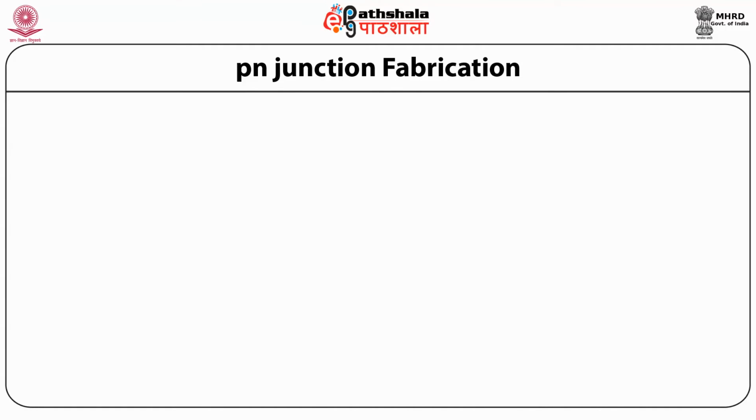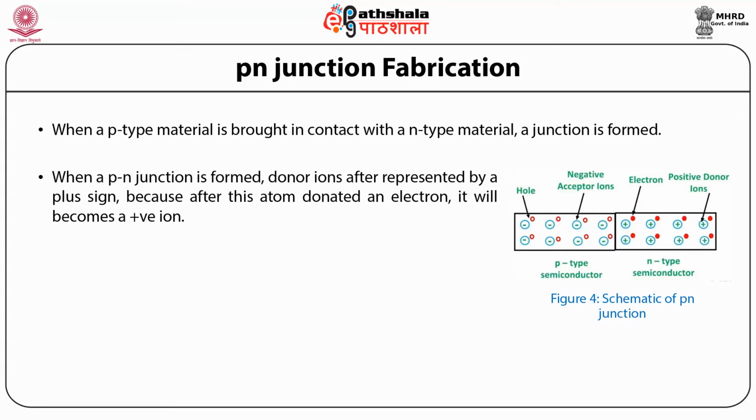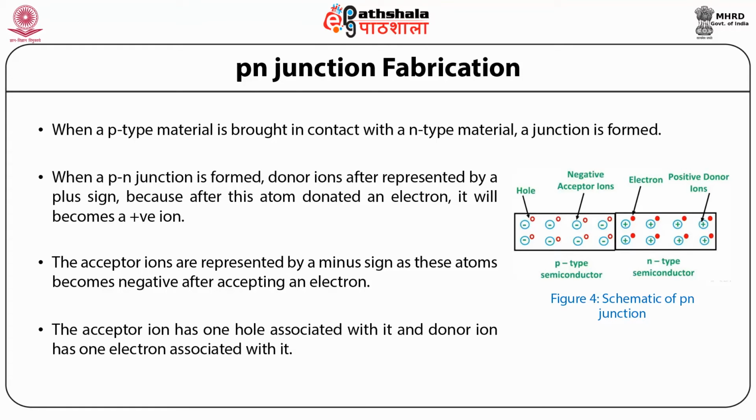P-N junction fabrication. Now, when a material of p-type is brought in contact with the n-type material, a junction is formed. When a p-n junction is formed, donor ions are represented by a plus sign, because after this atom donates an electron, it becomes a positive ion. The acceptor ions are represented by a minus sign, as they accept an electron and become negative. So the acceptor ion has one hole associated with it, and the donor ion has one electron associated with it, which is schematically shown in this figure.